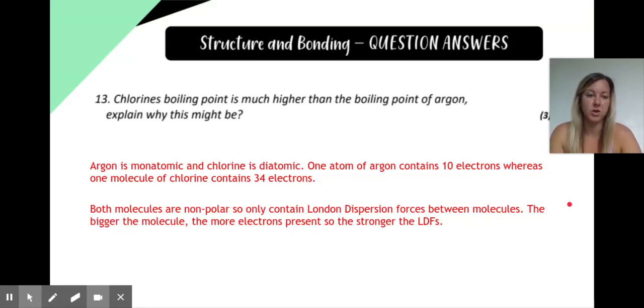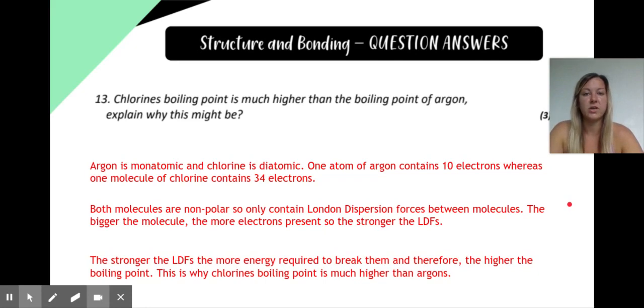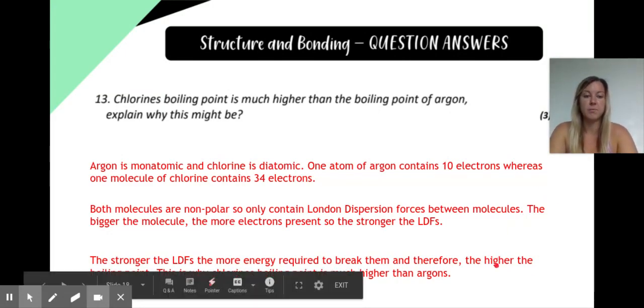That's mark 2. The third mark is going to come from saying that the stronger the London dispersion forces, the more energy required to break them, and therefore the higher the boiling point. So that is why chlorine's boiling point is much higher than argon's, because it has stronger London dispersion forces. So that's mark 1, mark 2, and mark 3.